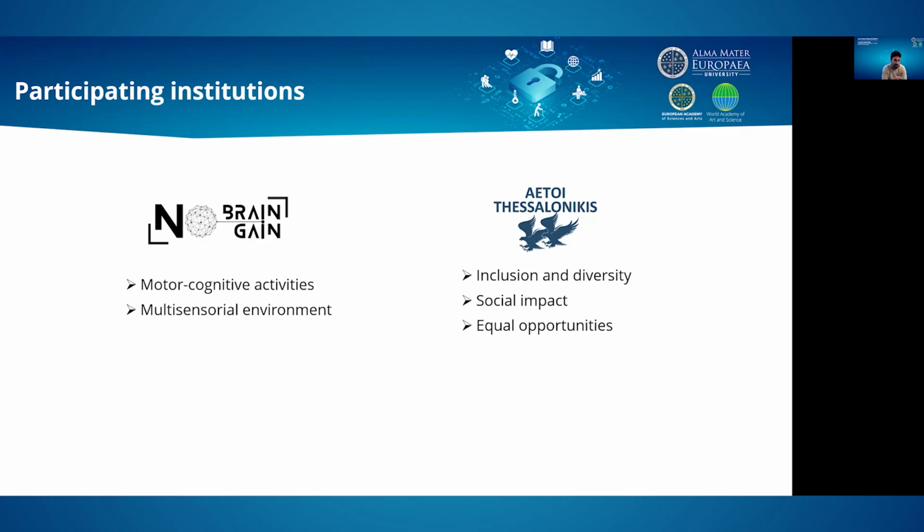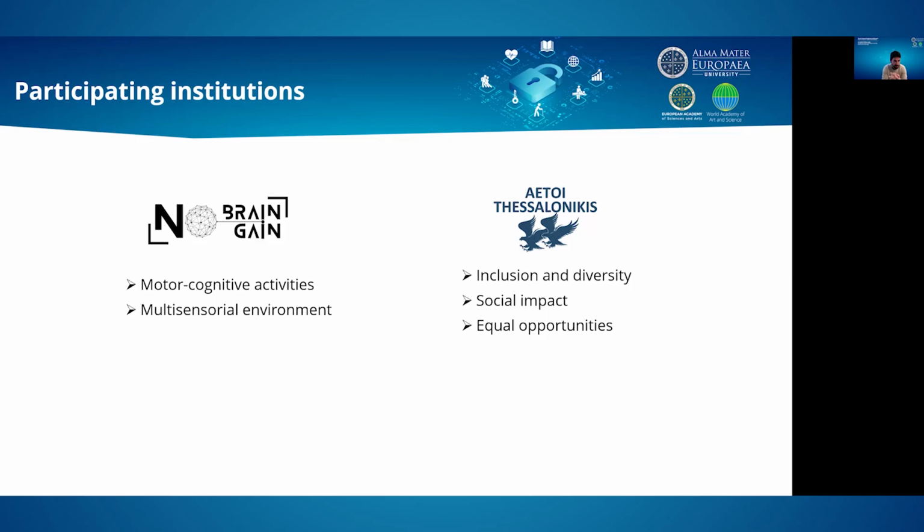So let me just briefly say a few words about the two associations involved in this project. So on one side, the Association Movement for the Brain focuses on developing and delivering evidence-based motor cognitive activities. So the ones that Martina just presented, so very similar. So the founders of the associations are researchers. So our programs are, let's say, strongly grounded in scientific evidence. So also these programs are implemented in an enriched environment, which is, as Martina already introduced, a multisensory setting designed to support and enhance learning.